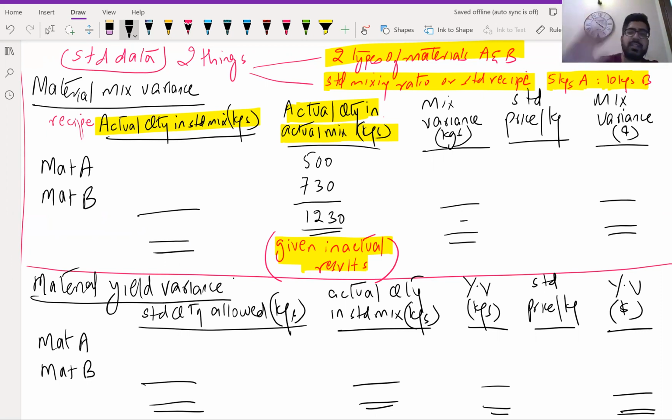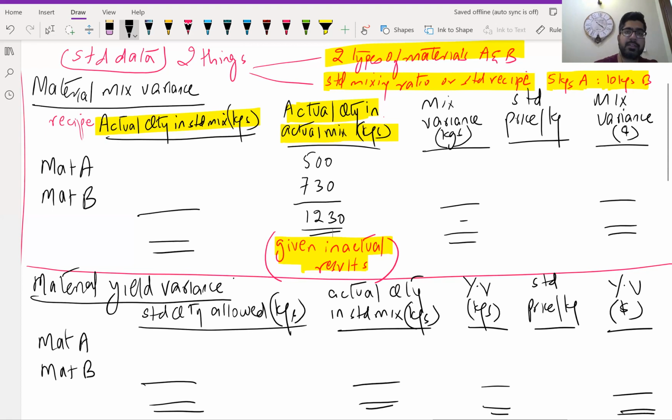I have not done anything. No credit to me or you. It's just given: actual quantity in actual mix, how much you have input. Read the statement again. You have the question in front of you. During the period, 80 units were produced from 500 kgs material A. How much A did you input? 500. And 730 kgs B. How much B did you input? 730. So the total actual quantity in actual mix, how much you have input, is always given in actual results. 1230. Okay.